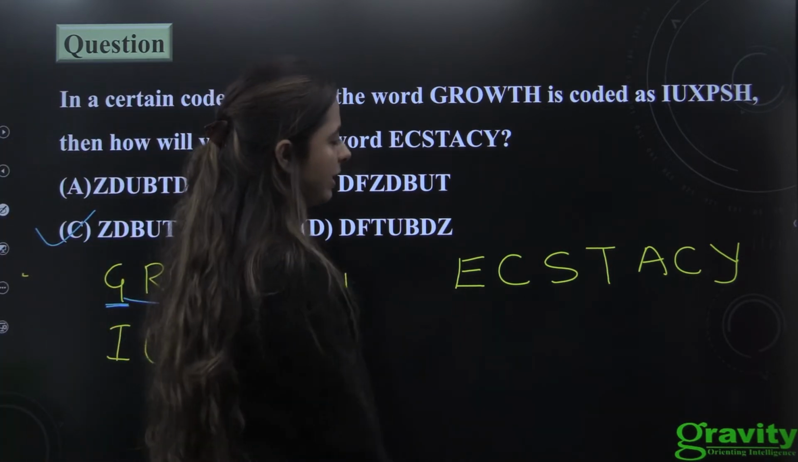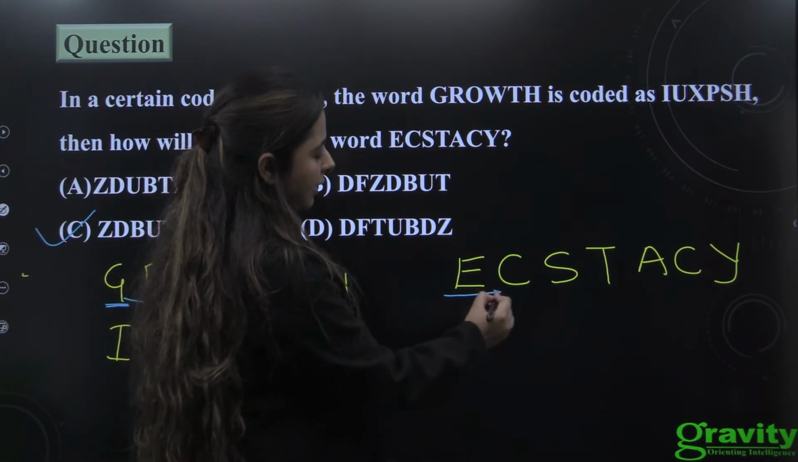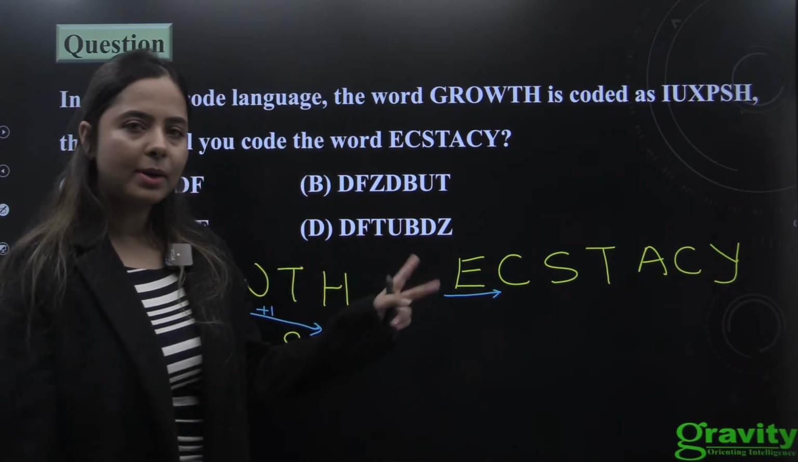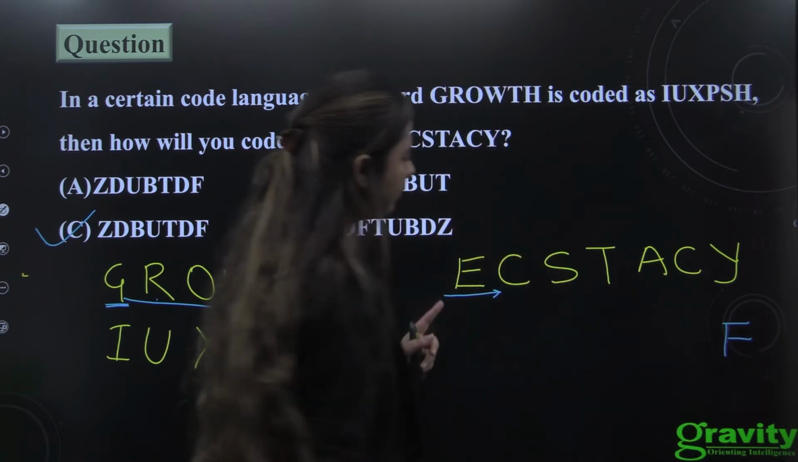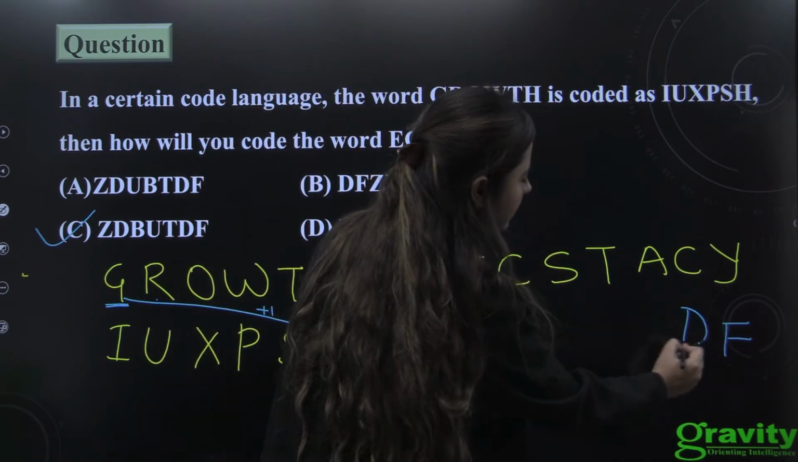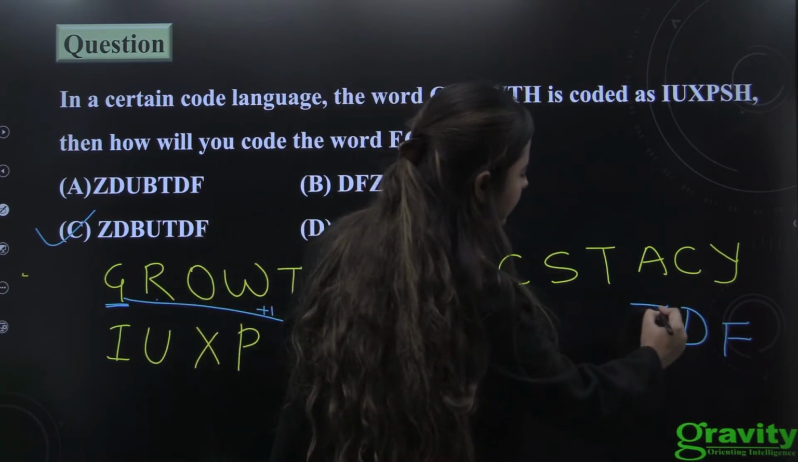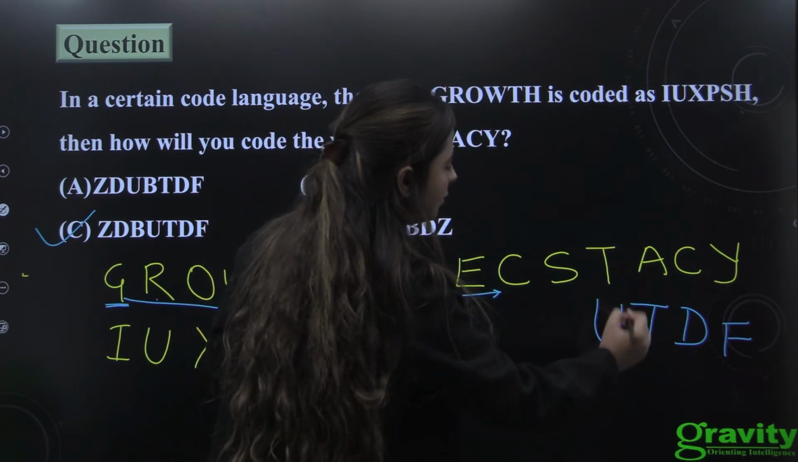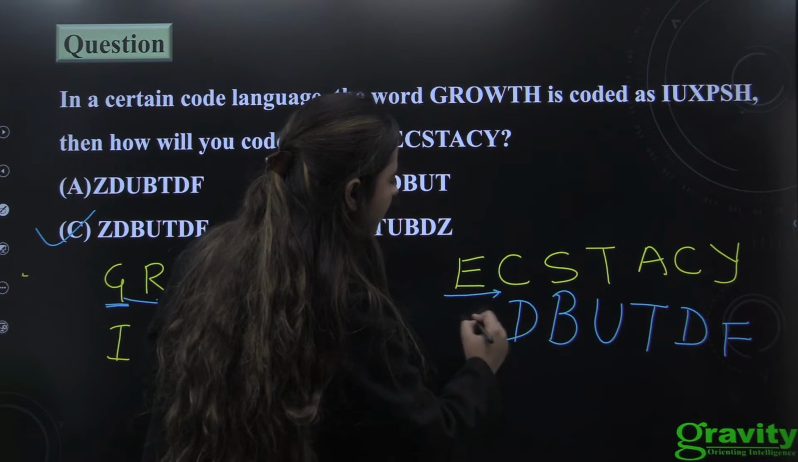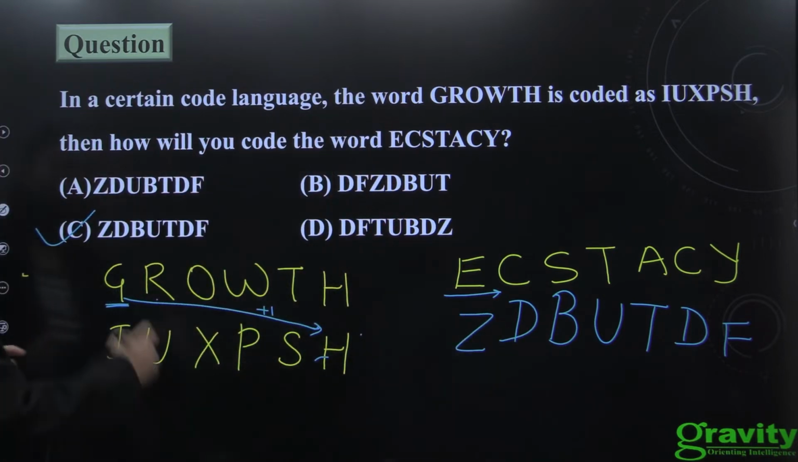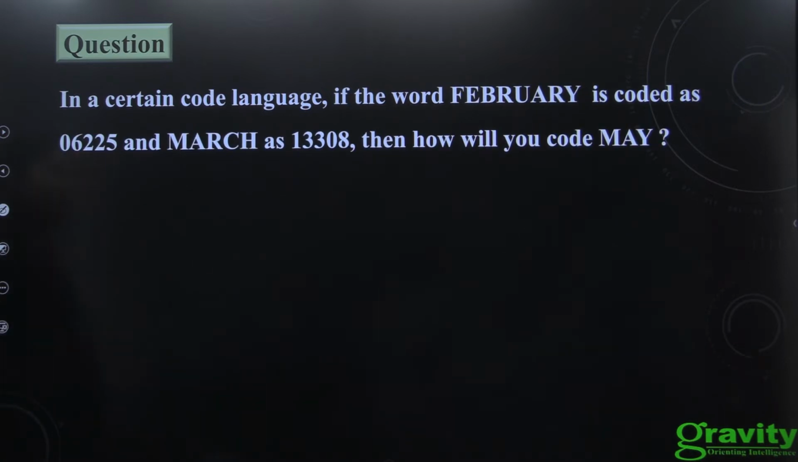Similarly, what's going to happen here? Starting from here, yes. +1, but writing in reverse. E F C D S T T U A B C D Y Z. Third option. Moving on.